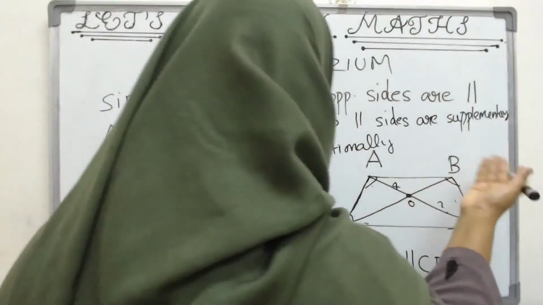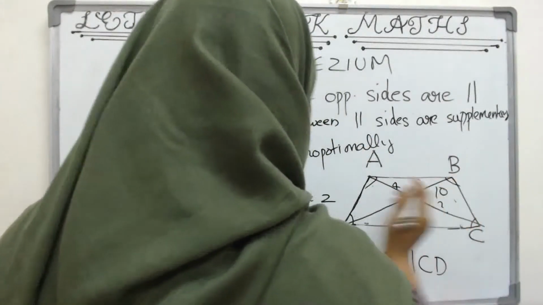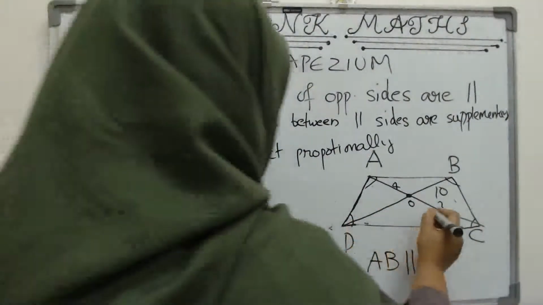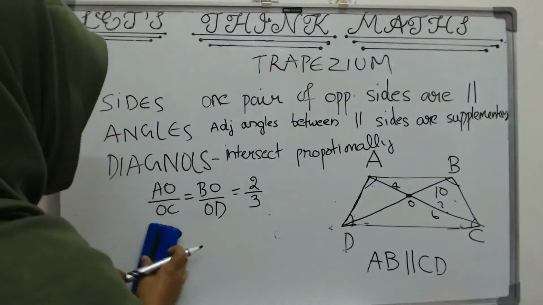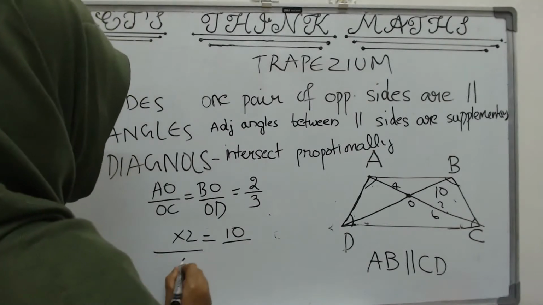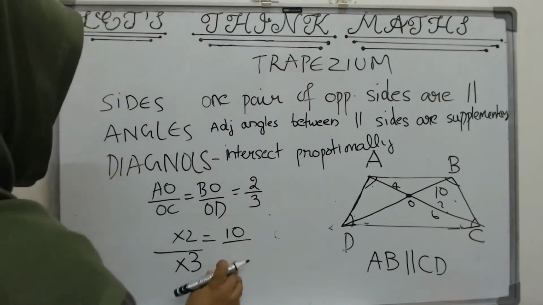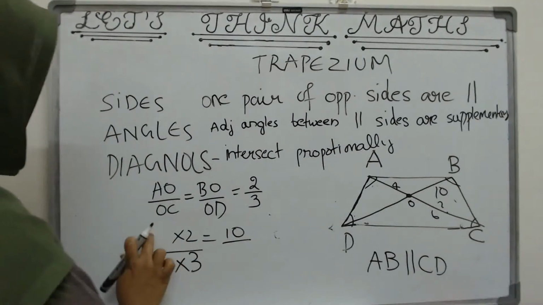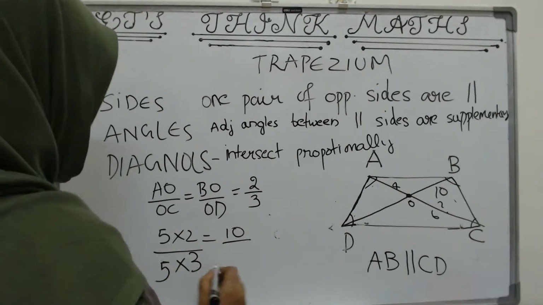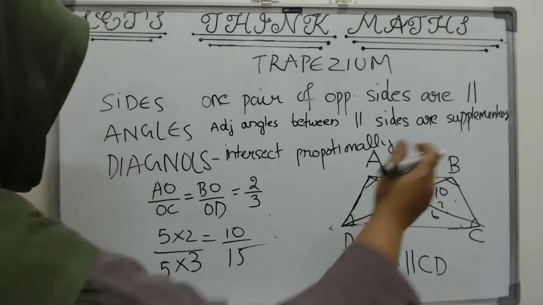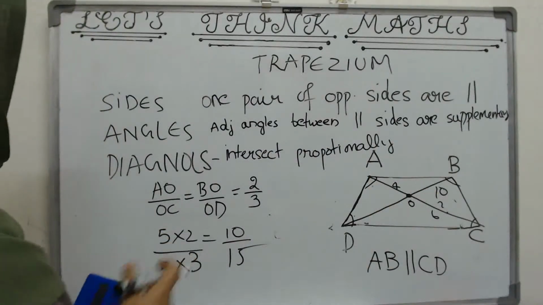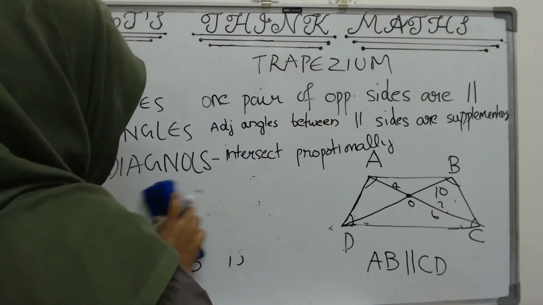Also, suppose this is 10. BO is 10. Then can you tell me what will be OD? What is that number which when multiplied by 2 gives 10? And the same number you have to multiply by 3 and write here. So 5. So you can put 5 here also. It is 15. So the diagonals intersect proportionally. That is the property of the diagonals of a trapezium.